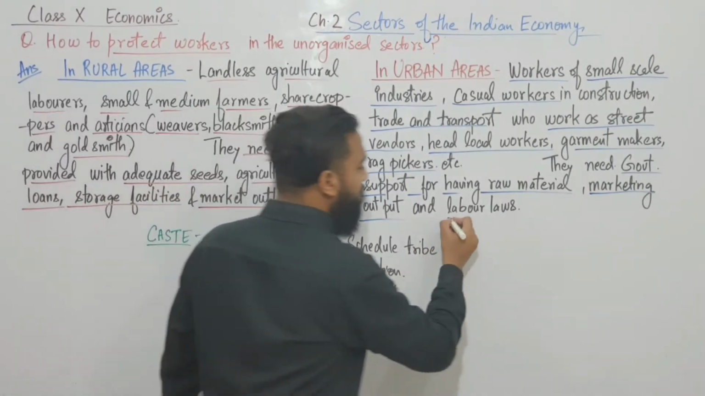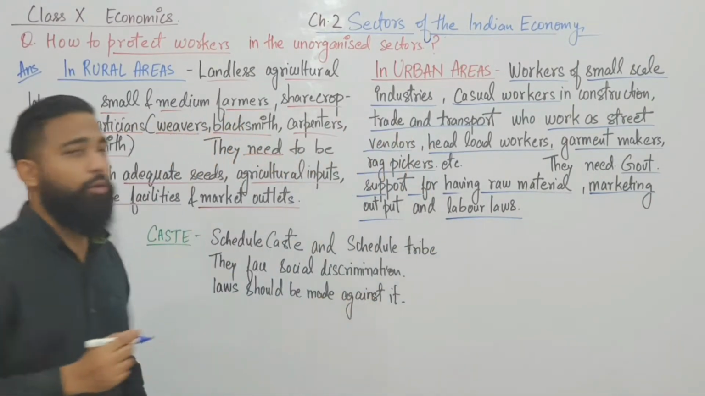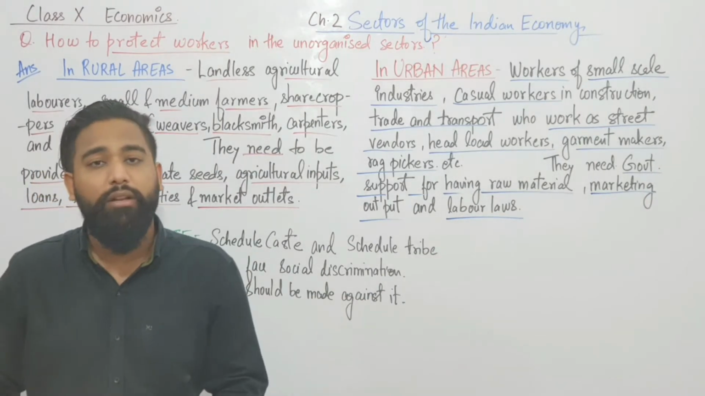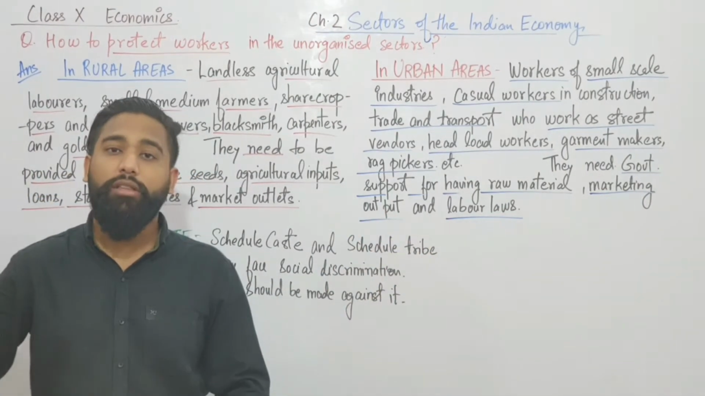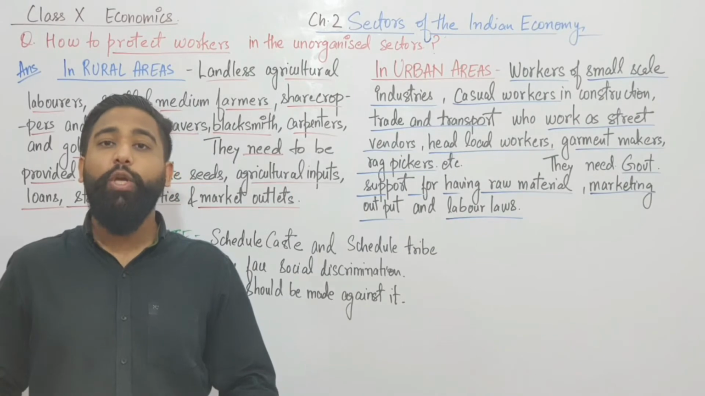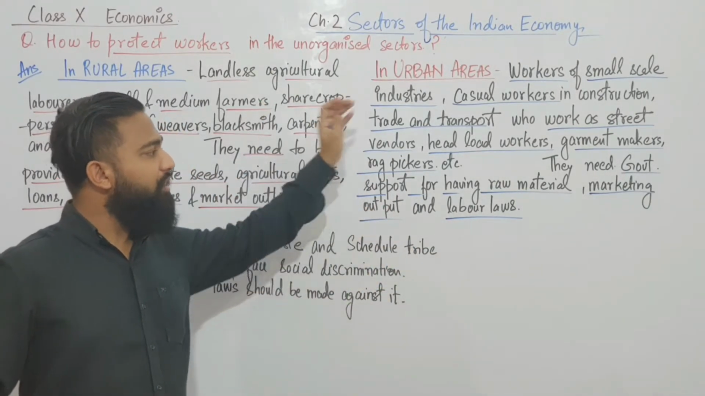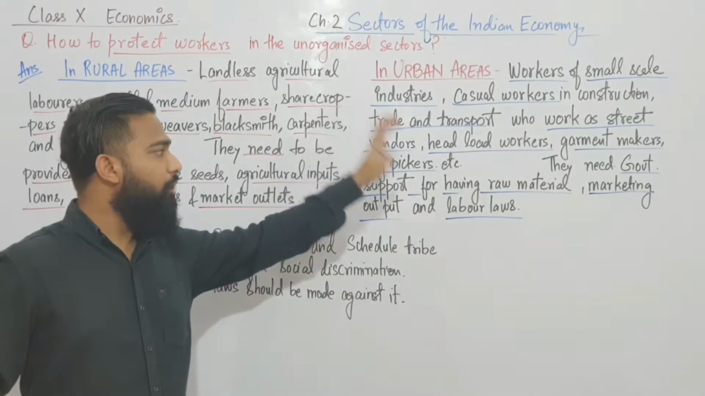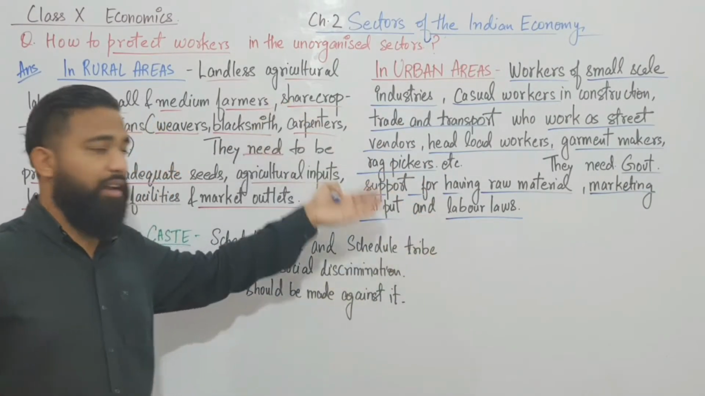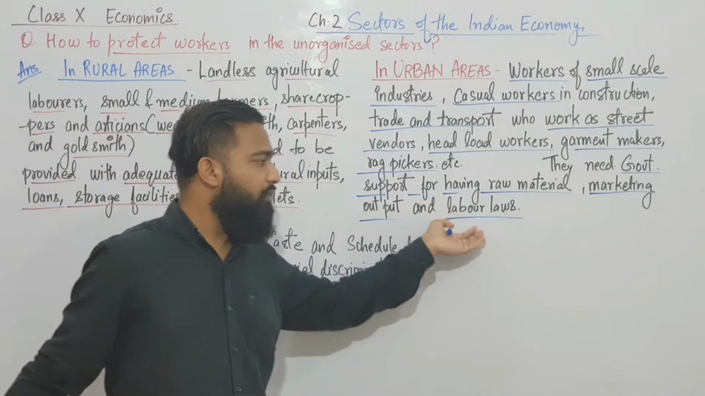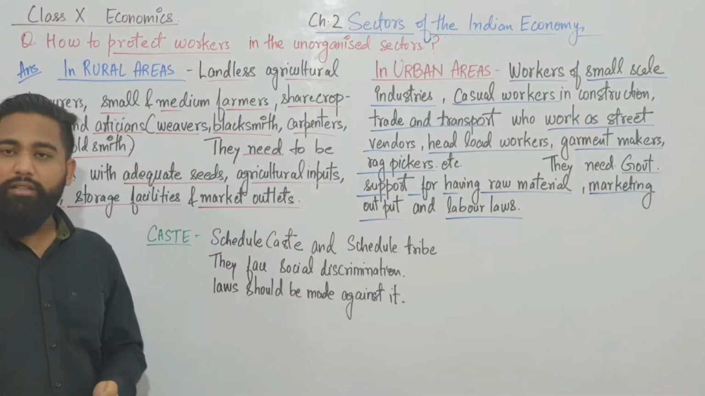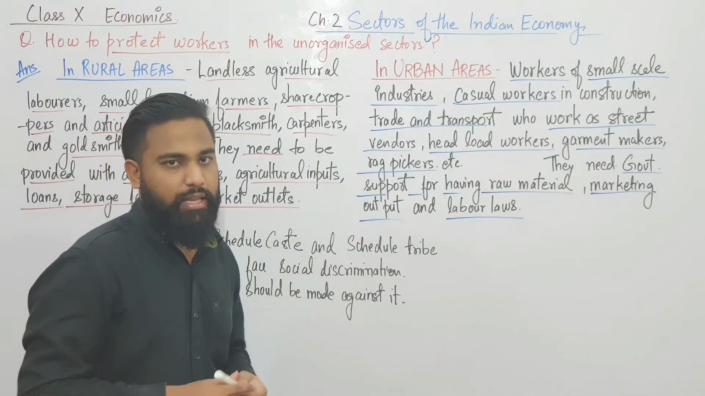And they need labor laws because they are the most exploited people. They need some labor laws. They have their own rights. They are also human beings. So they need labor laws. So in urban areas, if the government provides them raw material, if marketing outputs are provided, and if labor laws are there, they can survive in the unorganized sector.